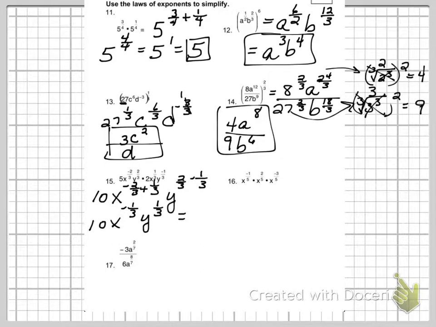And then we want to write those without any negative exponents. So the 10 and the y are going to be in the numerator over x to the 1/3.